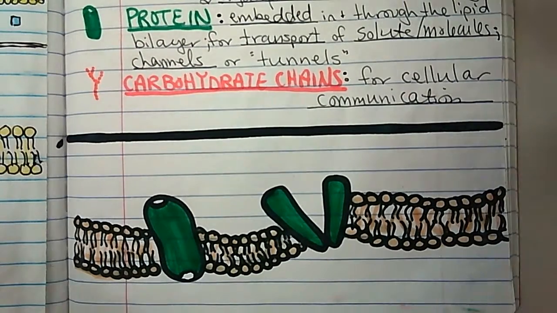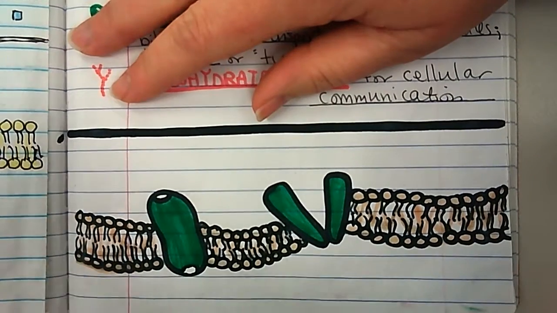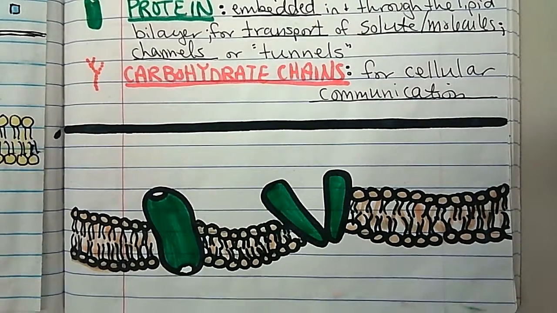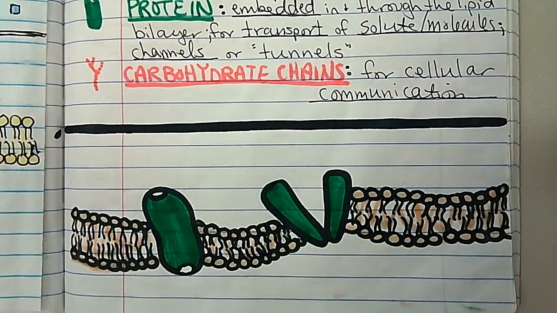So we're going to look at two new words real quick before we draw our carbohydrate chains. Extracellular, actually I'm going to use a different color to kind of make it stand out just a little bit.